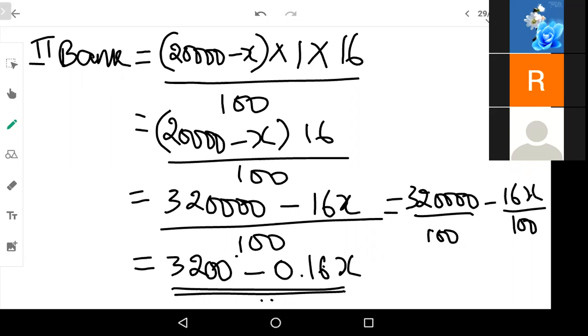Understood? Did you understand the derivation? Is it clear or you want me to repeat this part? Can we go for the next step? Good.